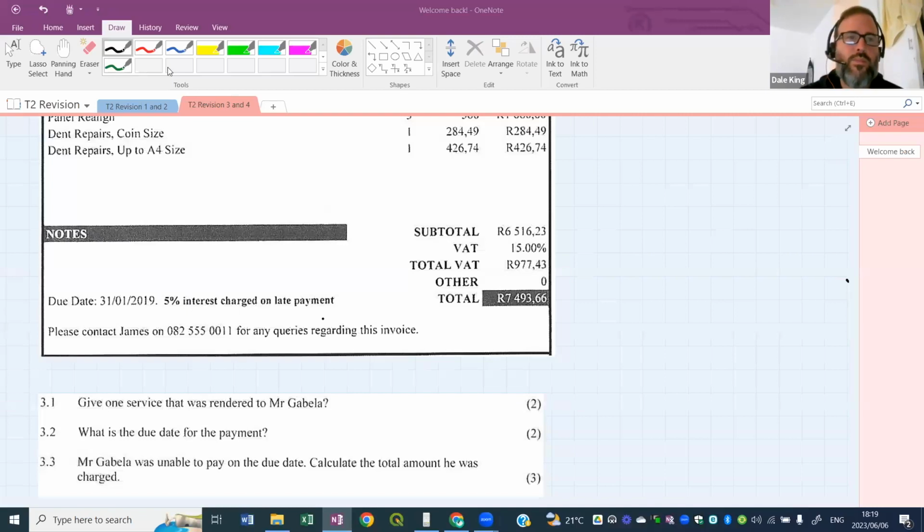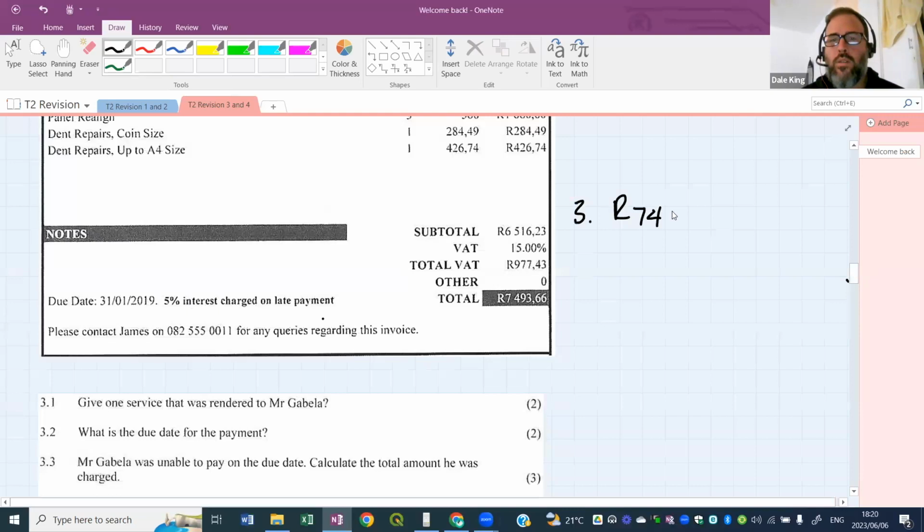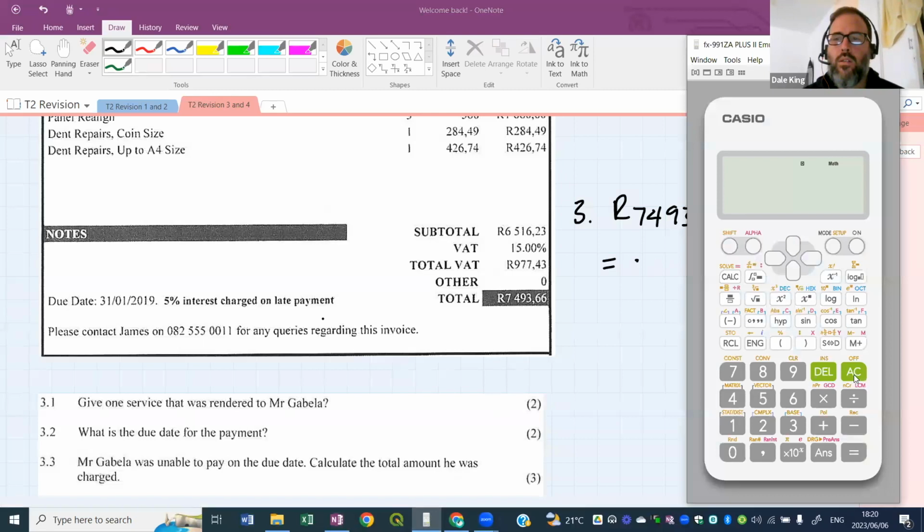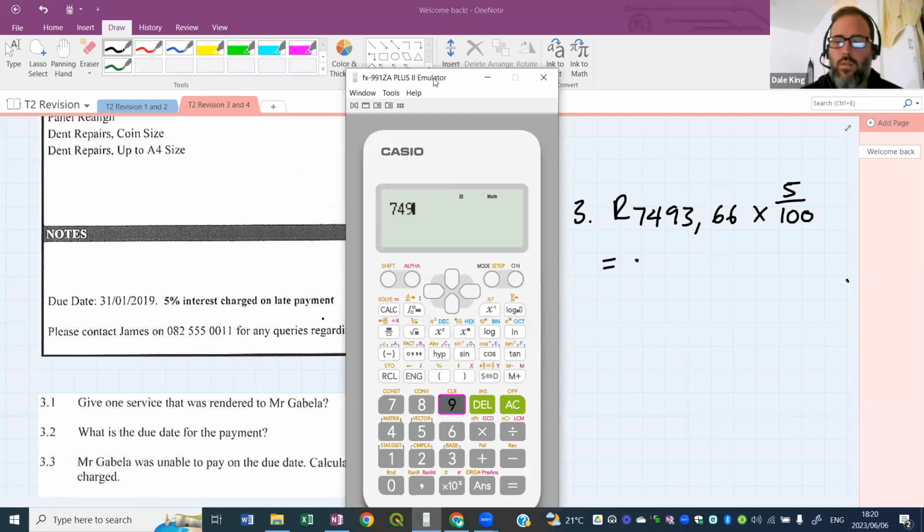What would you do? Yes, so I took the total amount of 7,493.66. What did you do with it? I multiplied it with the 5% and then it gave me 378.68. Okay. And then I added on that 7,493.66. It gave me the total amount was 7,868.34. All right. Very good. That's perfect. Just stay on the line. I just want to see if we get the same answer.